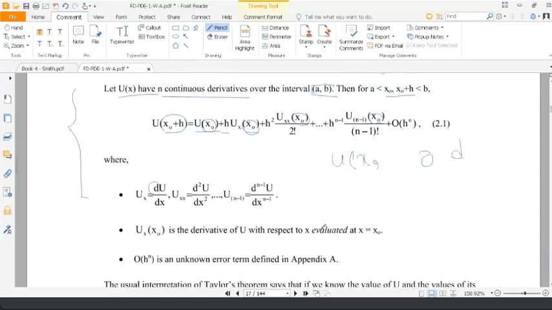u_x of x0 is the derivative of u with respect to x evaluated at x equal to x0. u_x means the first derivative of u with respect to x.